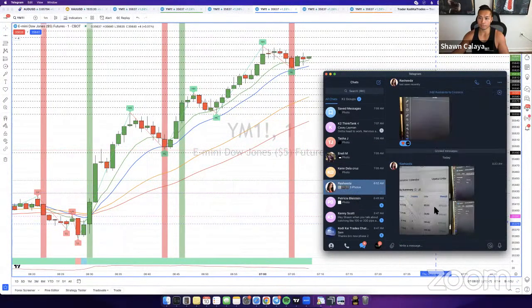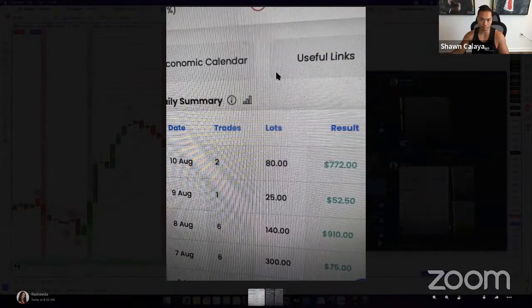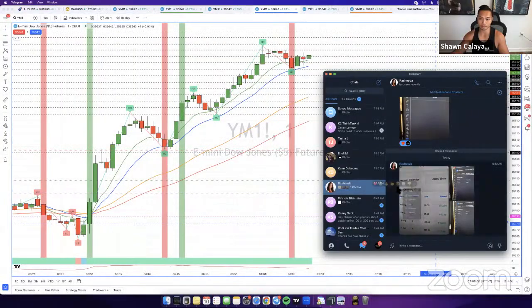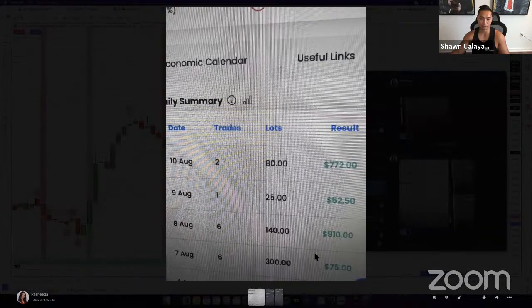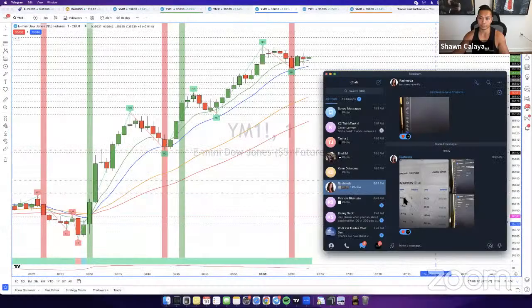We got Rashida over here, total profit. And Rashida's been killing it. Look at her FTMO right here. Every day, straight greens. So this is the consistency that I'm telling you guys about, right? Rashida's got it locked down. She takes a few trades a day, locks in some pretty good profit, and she's solid. So great work right there, Rashida.